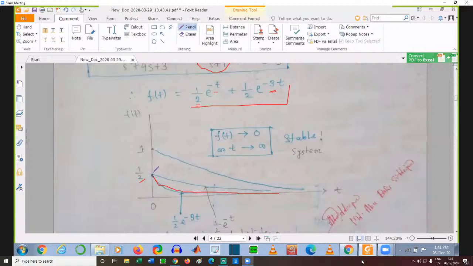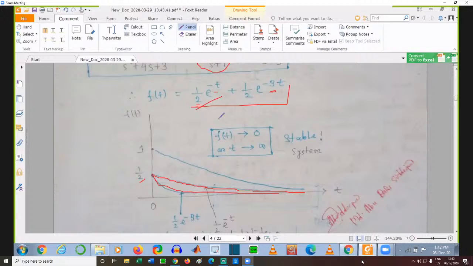And the second one will also start with half, but it will decay slightly slower than the e to the minus 3t. So ultimately, both will decay to close to 0 when time goes to infinite. So you can see half e to the minus 3t, this is the curve for that. This is not the exact curve.